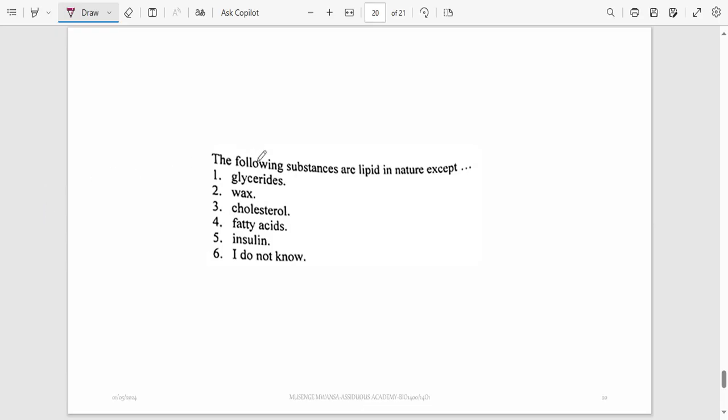Very good. The following substances are lipid in nature except glyceride, wax, cholesterol, fatty acid, insulin. Which one would you pick? Okay, someone says five. Any other one? Same five. Okay, it's insulin. Very good.